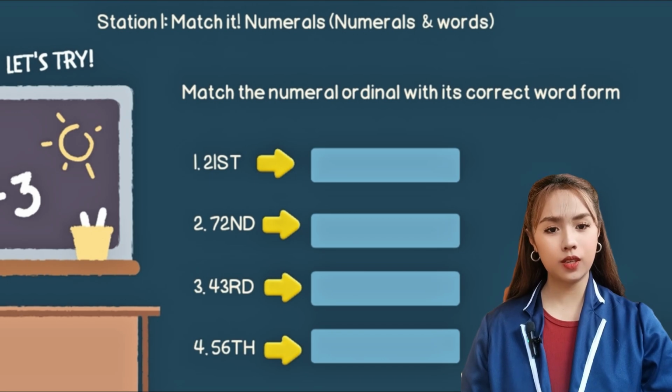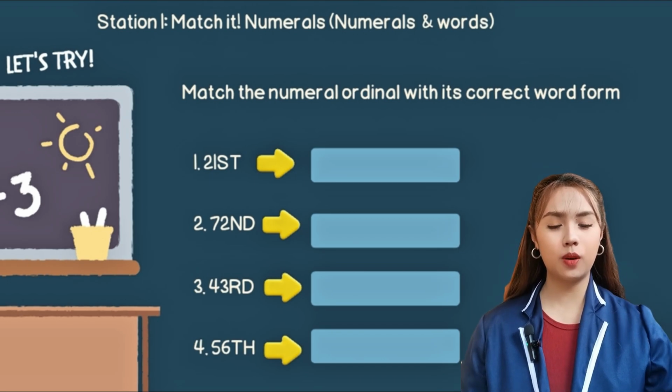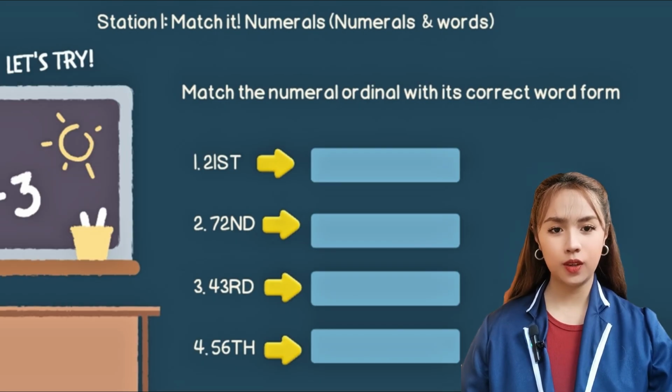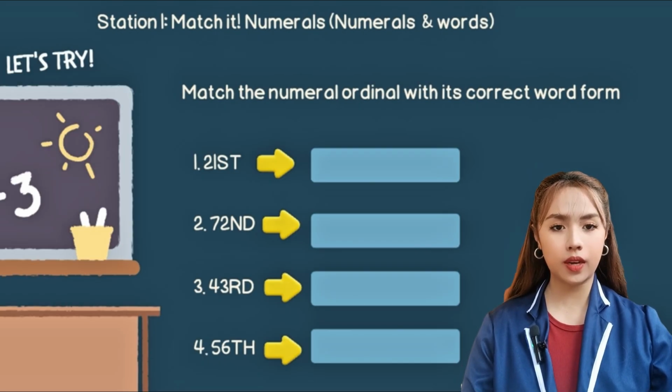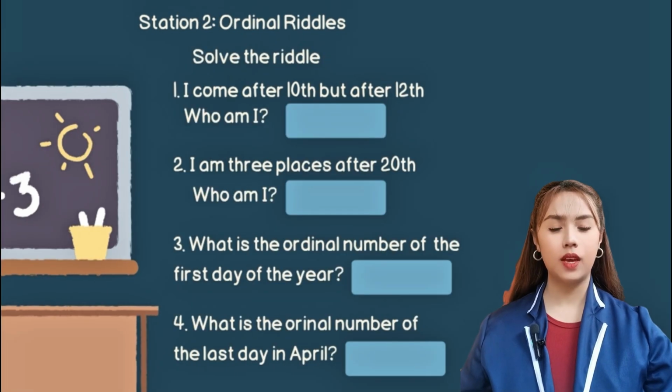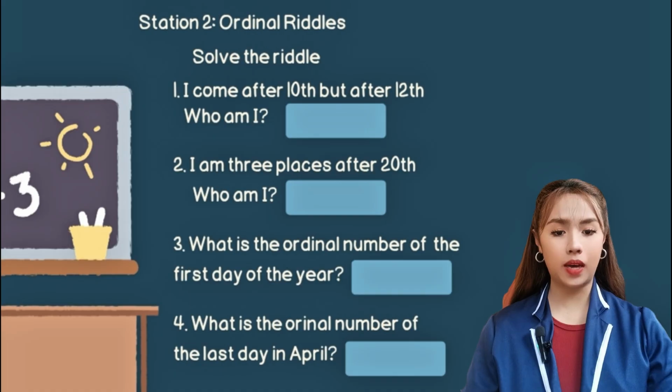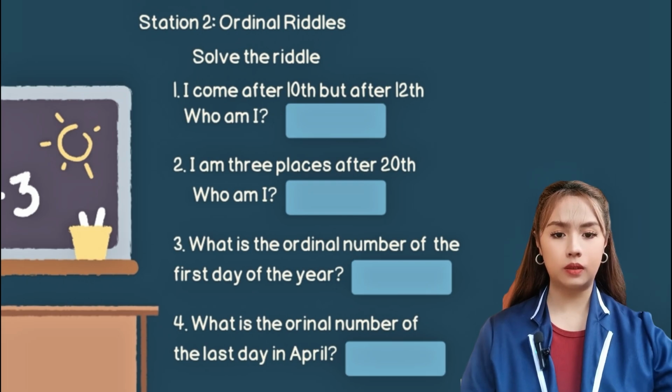And for the first station, you can see numbers with ordinal form like 21st, 72nd, 43rd, and 56th. Your task is to match the numeral with its correct word form. And for the second station, you will read short riddles about ordinal numbers. A riddle is like a little puzzle with clues. You need to think carefully and find the correct ordinal that matches the riddle.